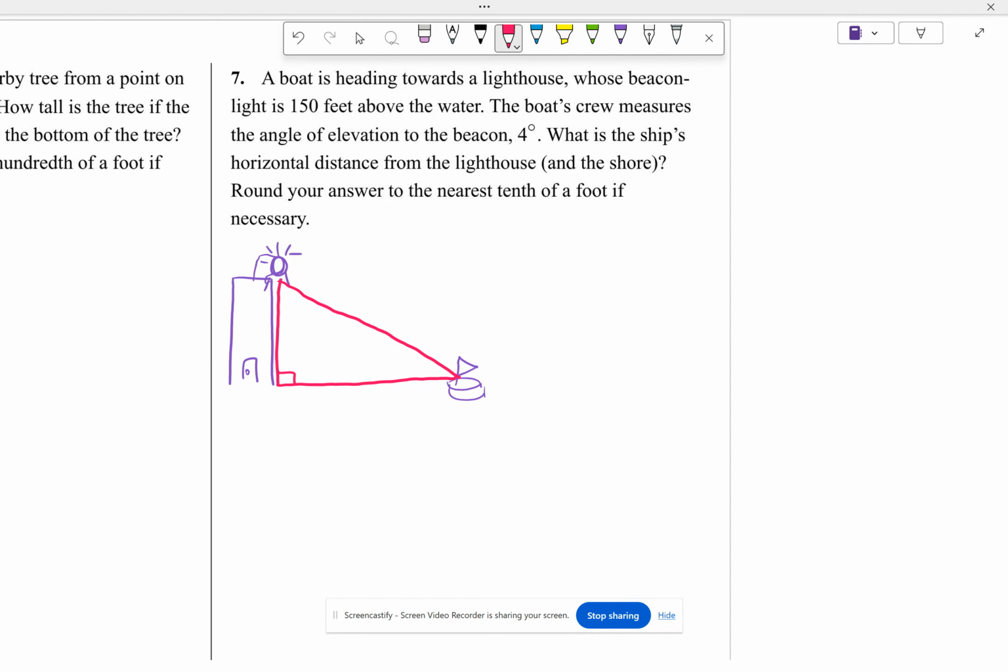The beacon on the lighthouse is 150 feet in the air. The boat's crew, so if you're on the boat, I'm going to draw a person on the boat. They're going to be gigantic compared to the boat, and that's okay. Here I am on the boat. The crew measures the angle of elevation, looking up at the lighthouse, as 4 degrees. This angle is way bigger than 4 degrees, but it's okay.